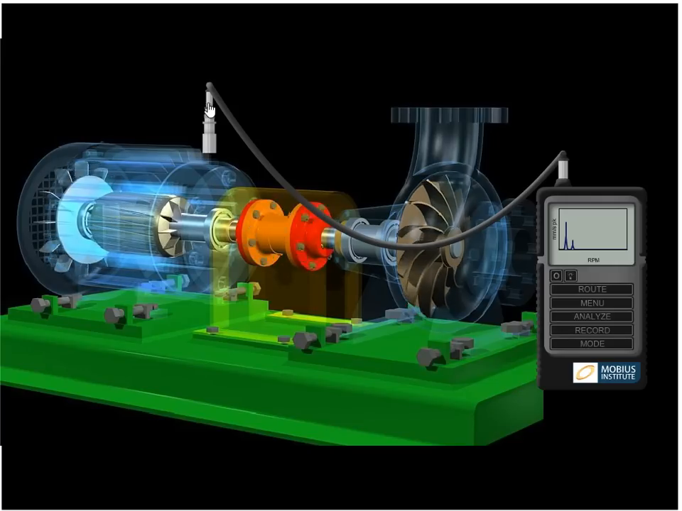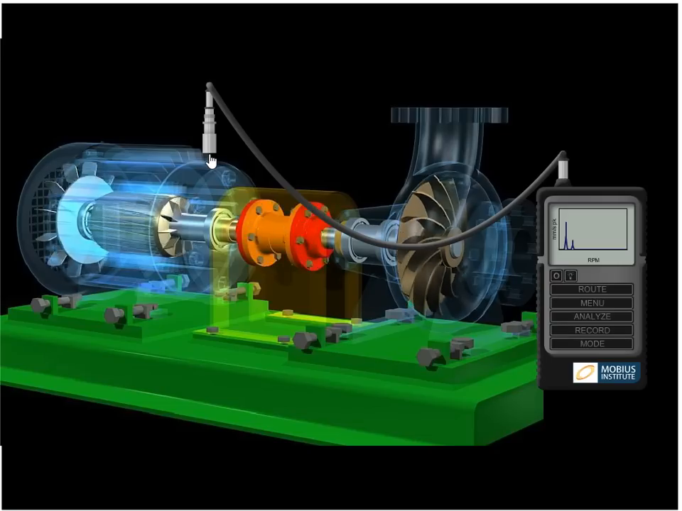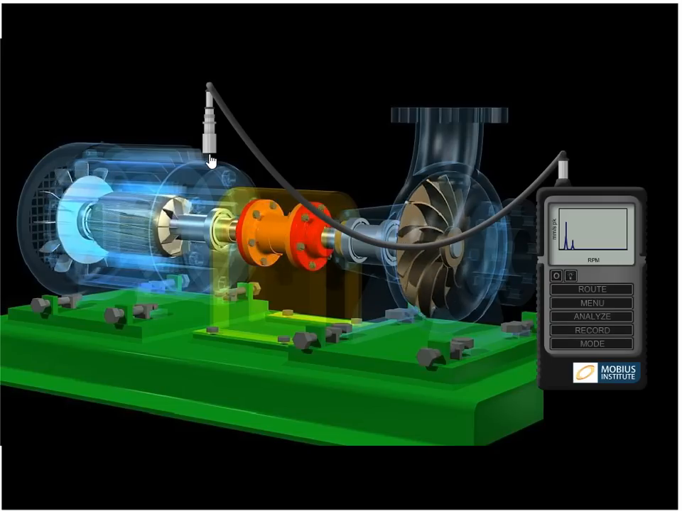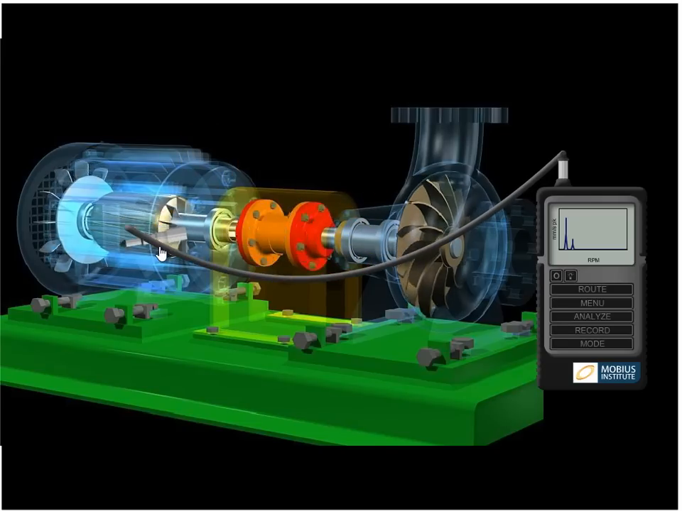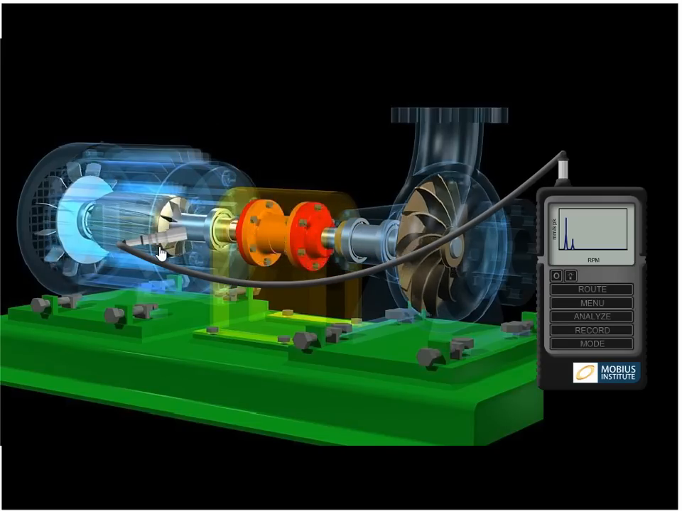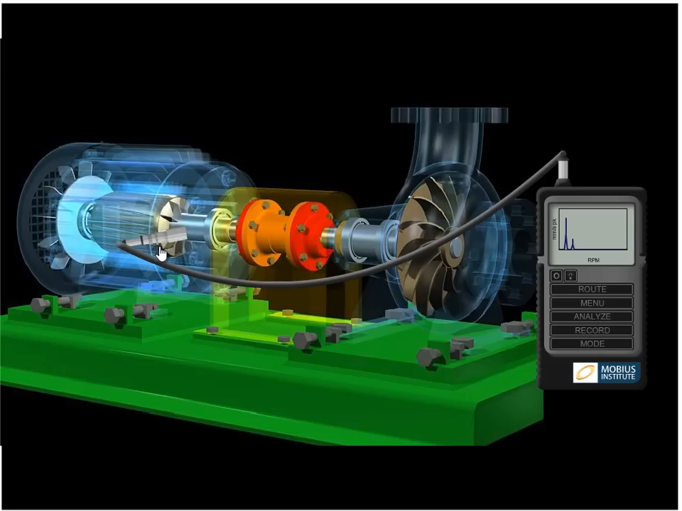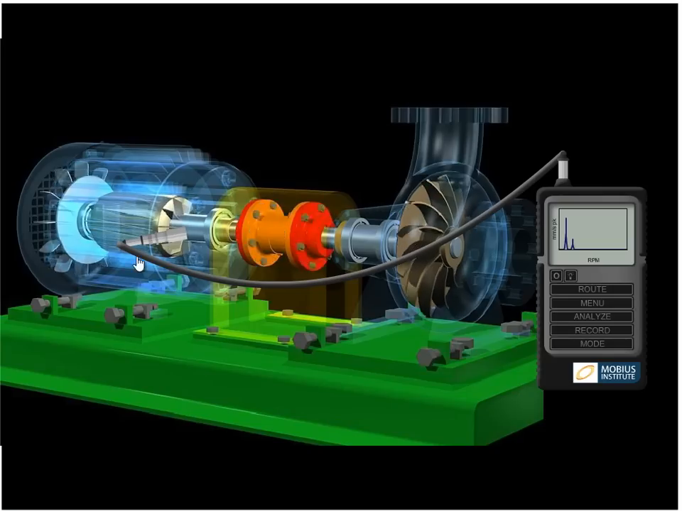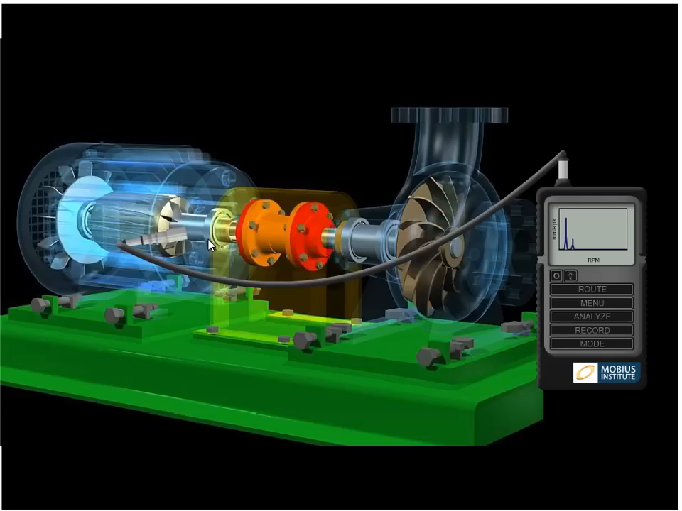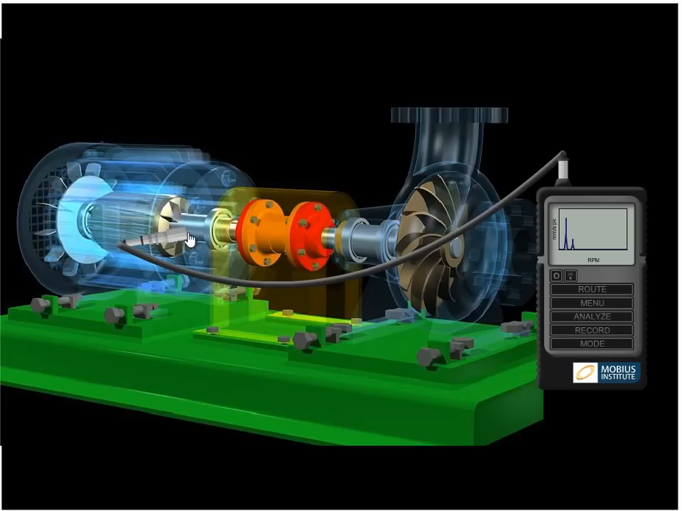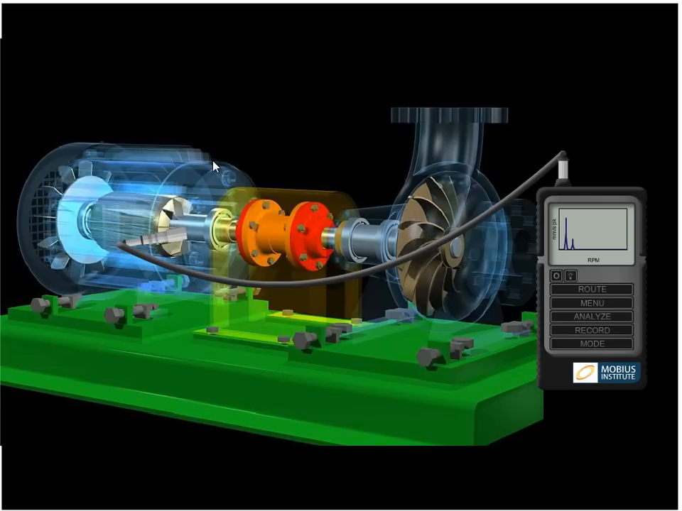But the fact is, when we mount it up on top, that is sensitive to the vertical motion. Whereas if I move it to the horizontal location, that's now much more sensitive to the horizontal motion. So, for example, if it was rocking back and forward due to looseness or resonance, then the horizontal measurement will tell us about that.